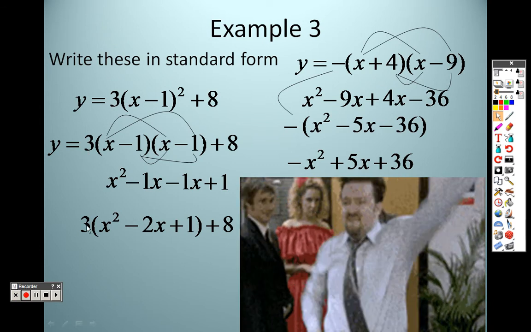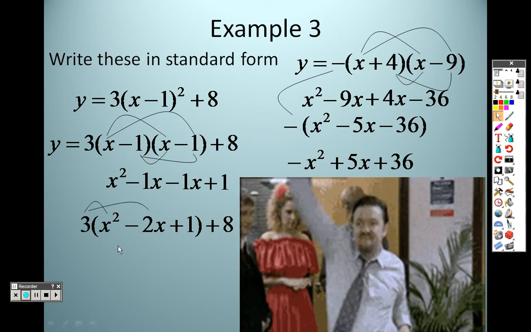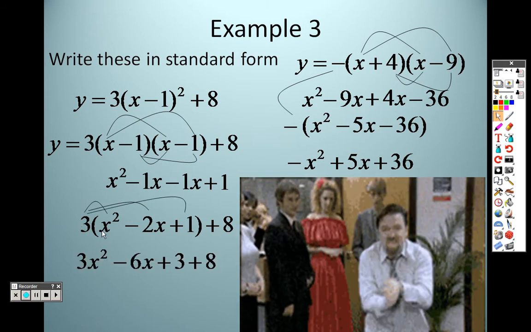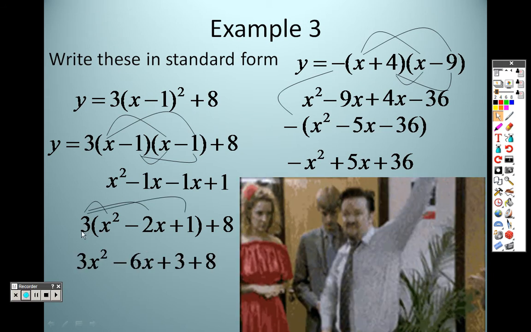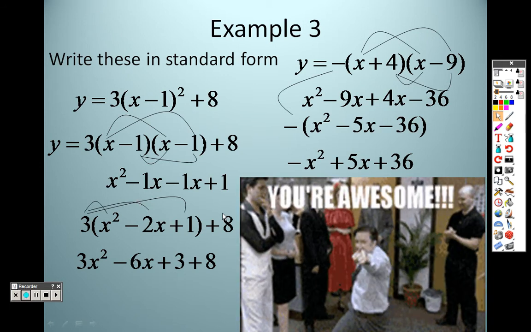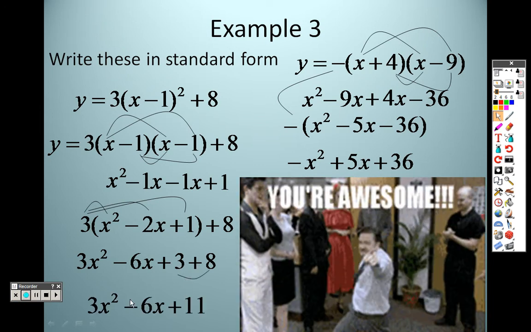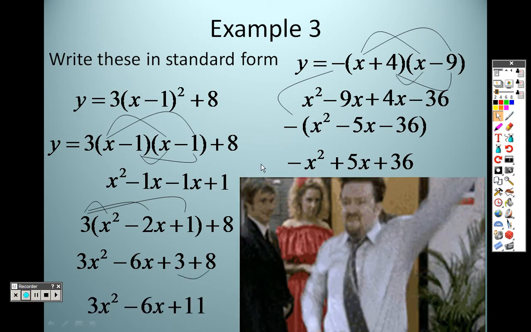I still have the 3 on the outside, and I still have the 8 on the outside. So now I take that 3 and distribute it through everywhere, so I end up with 3x squared minus 6x, because 3 times negative 2 is negative 6, 3 times 1 is 3. And I add those 3 common like terms together, 3 and 8, and get 3x squared minus 6x plus 11.